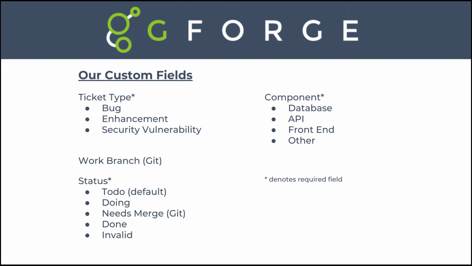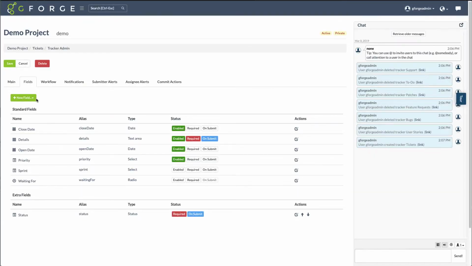In cases like these, it makes sense to break them out into their own tracker. As a general rule of thumb, you should try to avoid creating new trackers in your project unless it's truly needed. So armed with our list of fields, let's begin setting up our tickets by adding a drop-down for the ticket type.